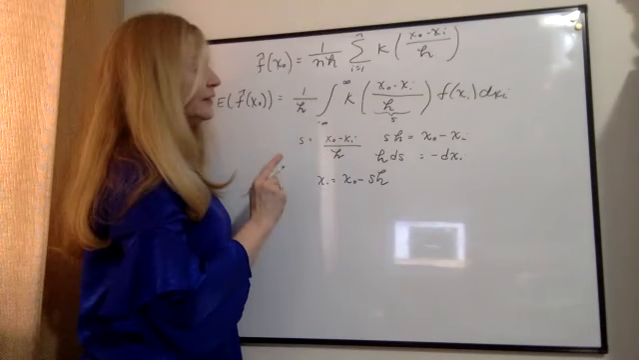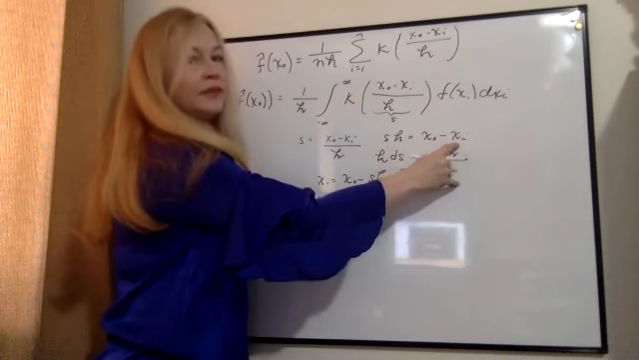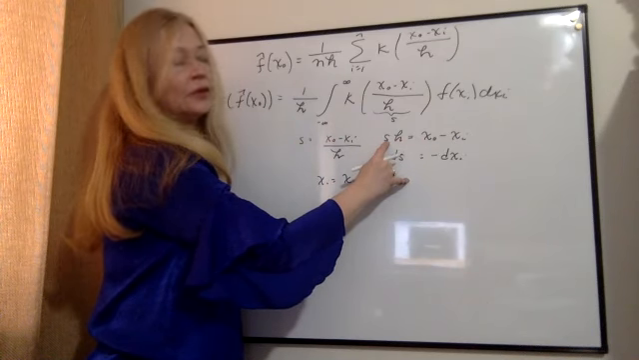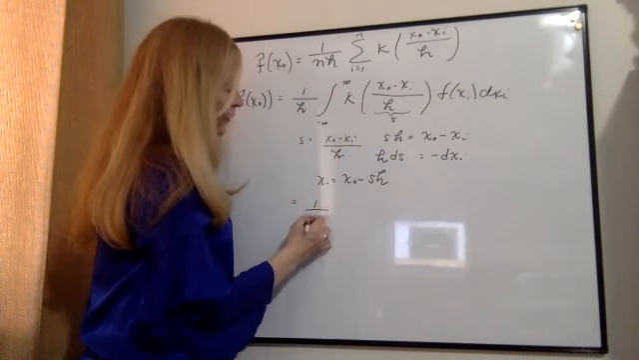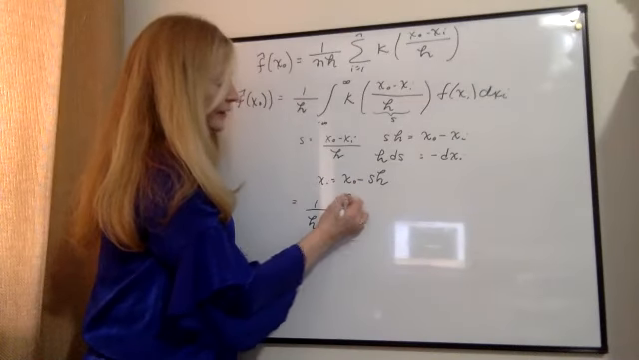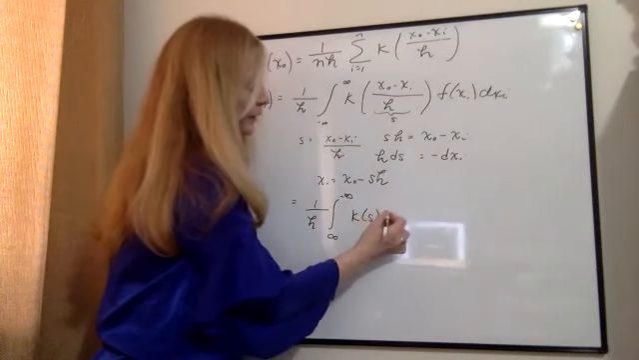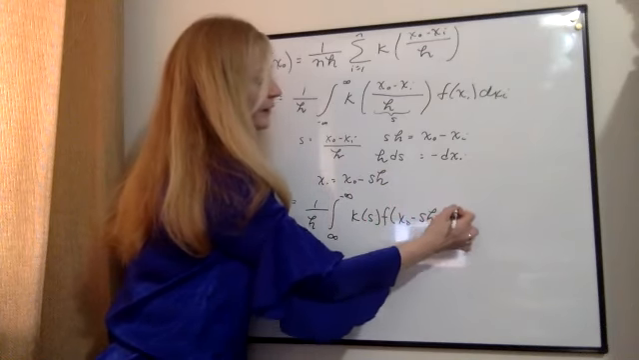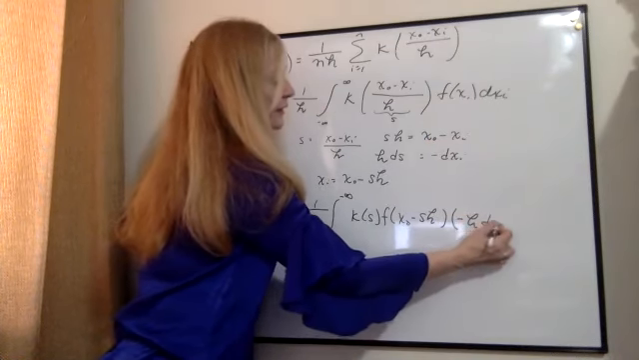Then the other thing you need to notice is that when xi is minus infinity, S is positive infinity. So you also have to change the limits of integration. So we've got 1 over h, and I'm going to write here positive infinity to minus infinity, because we're writing in terms of S. And where I have dxi, it's minus h times ds.